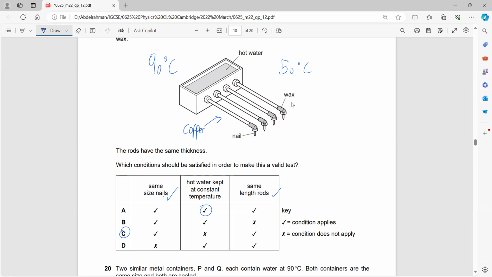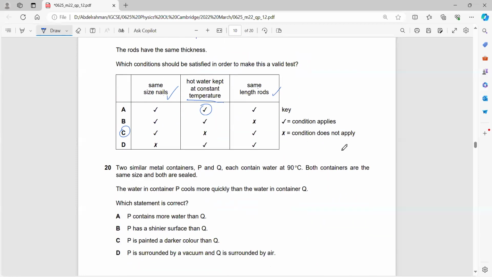I know this question, most of you would choose A, but sadly, A would have been wrong. Why? Because for this question, you do not need the temperature to be constant.